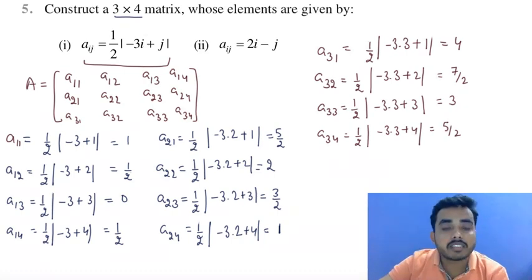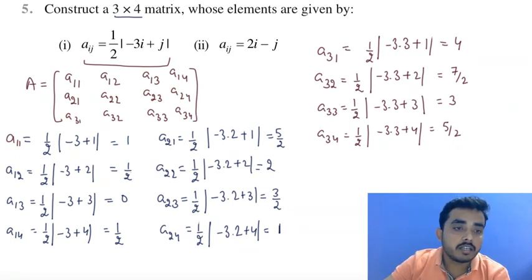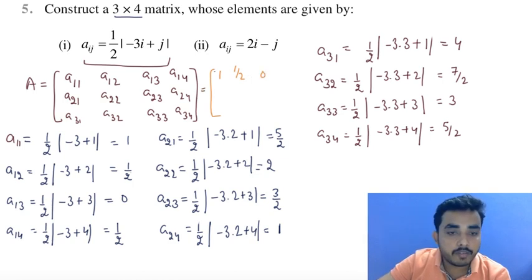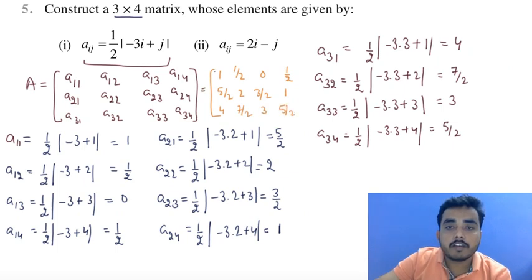अब हमारे पास सारे एलिमेंट्स आ चुके हैं. अभी सारे एलिमेंट्स की वैल्यू हम इधर डाल देते हैं. अब इधर इन सारे एलिमेंट्स की अगर मैं वैल्यू पुट कर रहा हूँ तो ये वैल्यूज हो जाएगी. A11 कितना है 1. A12 is half. A13 is 0. A14 is 1 by 2 again. A21 is 5 by 2. This is 2. 3 by 2. Then 1. A31 is 4. 7 by 2. 3 and then 5 by 2.